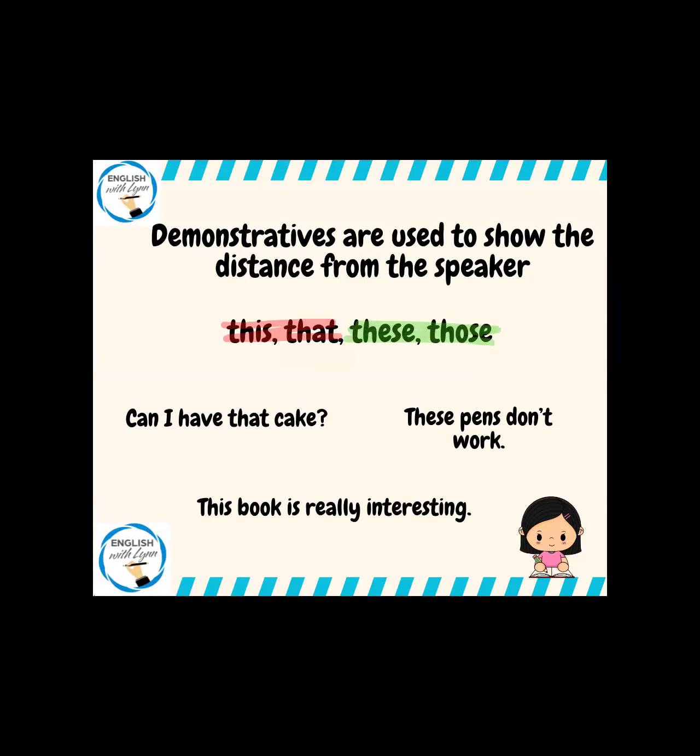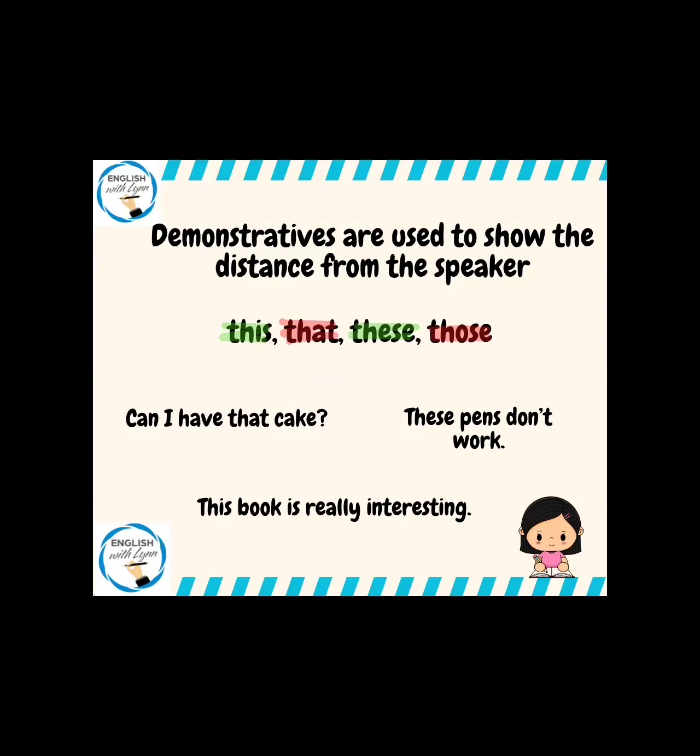Okay. And then when we are speaking about distance, if you're speaking about this or these, those objects would be close to the speaker. So they are in close proximity to the person that is making the statement or asking the question. If you are using the demonstratives that or those, it is likely that you will be pointing at them or they are further away from the speaker.